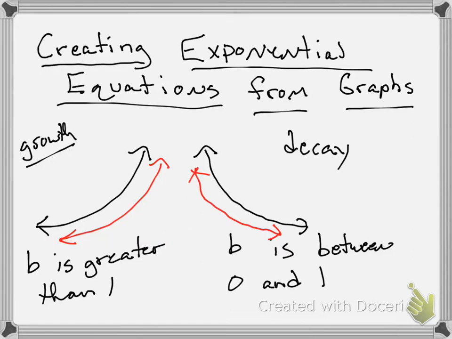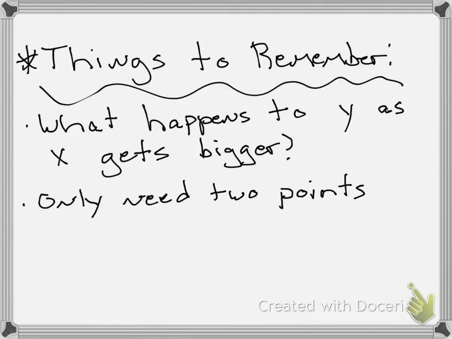Now, if the graph is showing growth, that means your b value, the number that has the exponent, has to be greater than 1. If the graph is showing decay, then that b value has to be between 0 and 1. If it helps you, you can think about it as being just less than 1, but it's really going to be between 0 and 1.